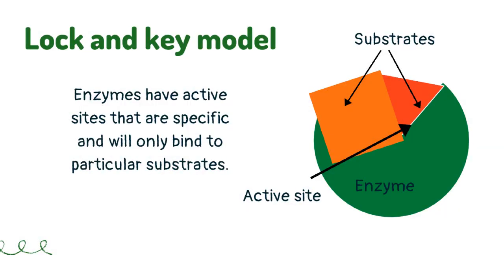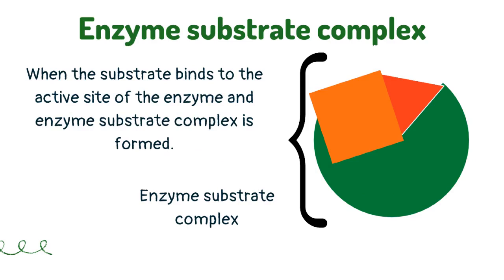The lock and key model suggests that enzymes have active sites that are specific and will only bind to particular substrates. When the substrate binds to the active site of the enzyme, an enzyme-substrate complex is formed.